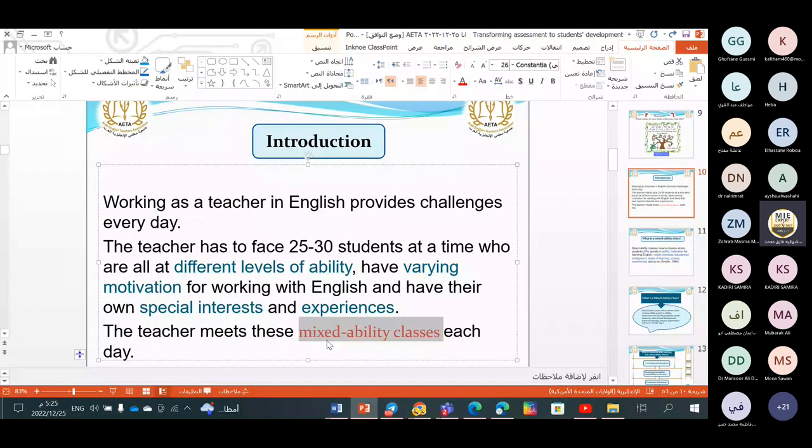I think mixed ability classes are classes in which we have many kinds of abilities. We have students who have different abilities, and they are not all the same. So how can we deal with all these kinds of abilities in one class?